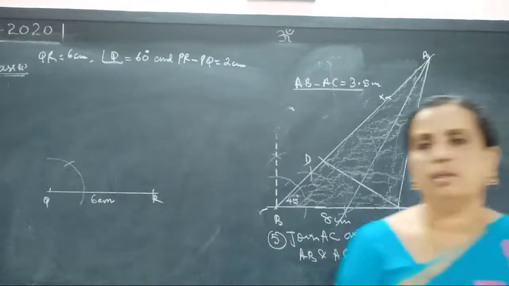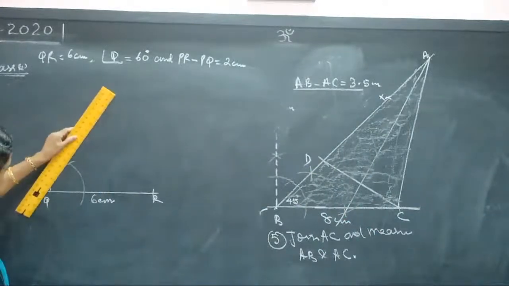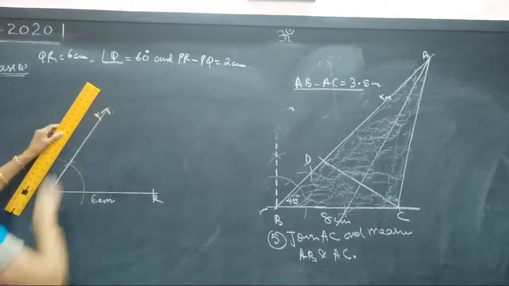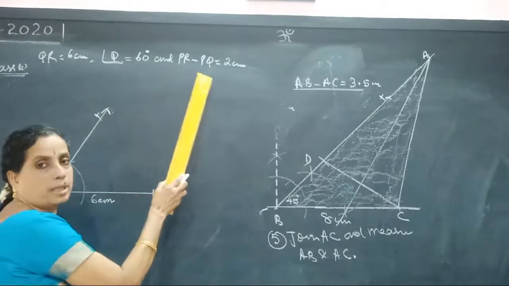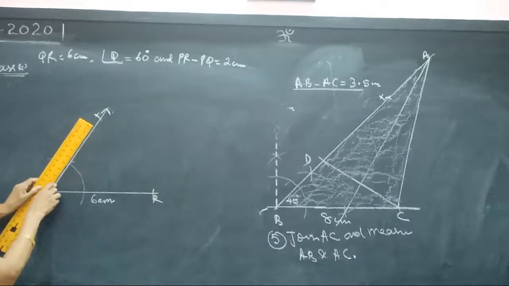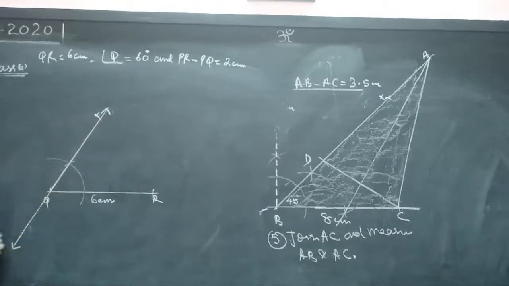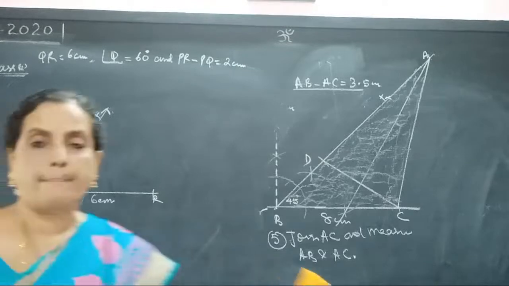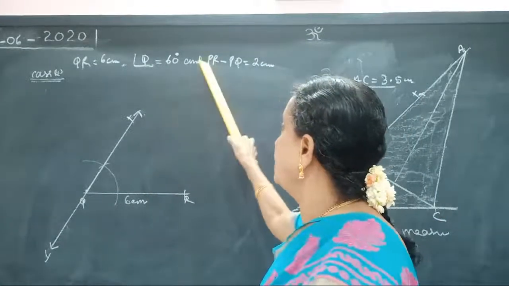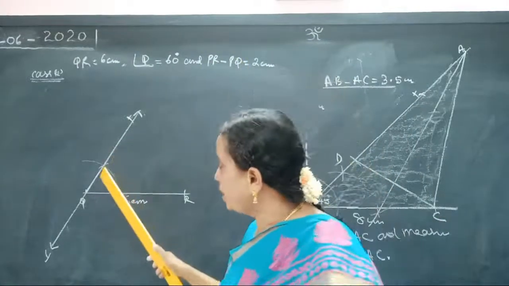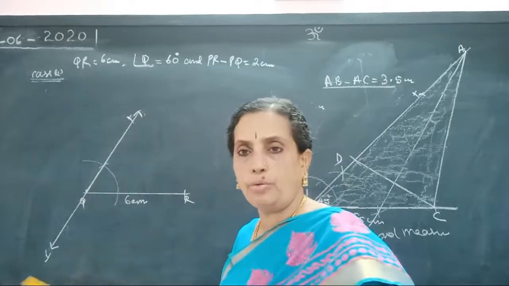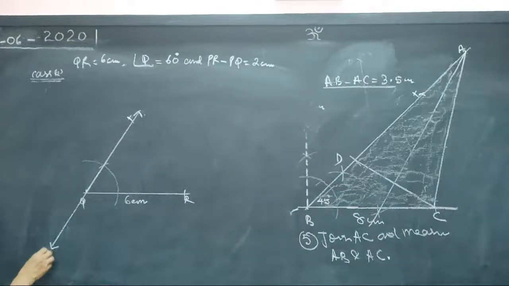Now extend the line like this. But it is PR minus PQ. As case 2, we have to extend the ray like this. Name it as QY. Clear? Since here it is right minus left, PR minus PQ, after constructing 60 degree, extend the ray XQ backward, downward here, and name it as Y.